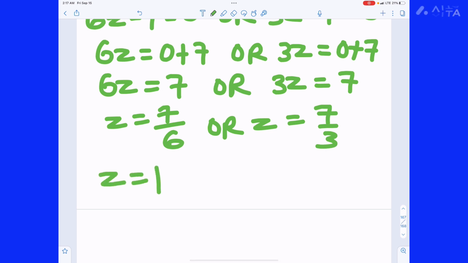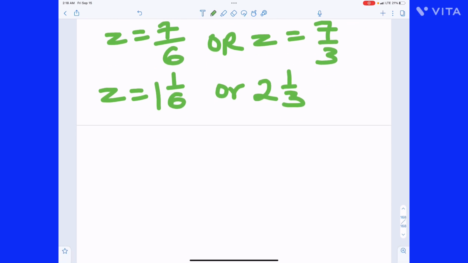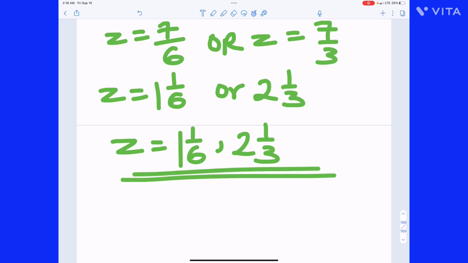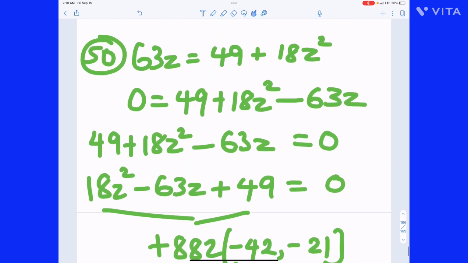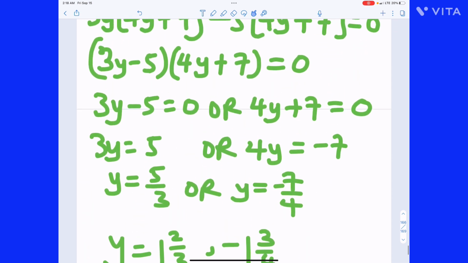So z is 1 and 1 over 6, or 2 and 1 over 3. I can put the two together as z is 1 and 1 over 6, or 2 and 1 over 3. That ends exercise 10E. I'll give you a few questions to answer as your exercise. Maybe send it to you.